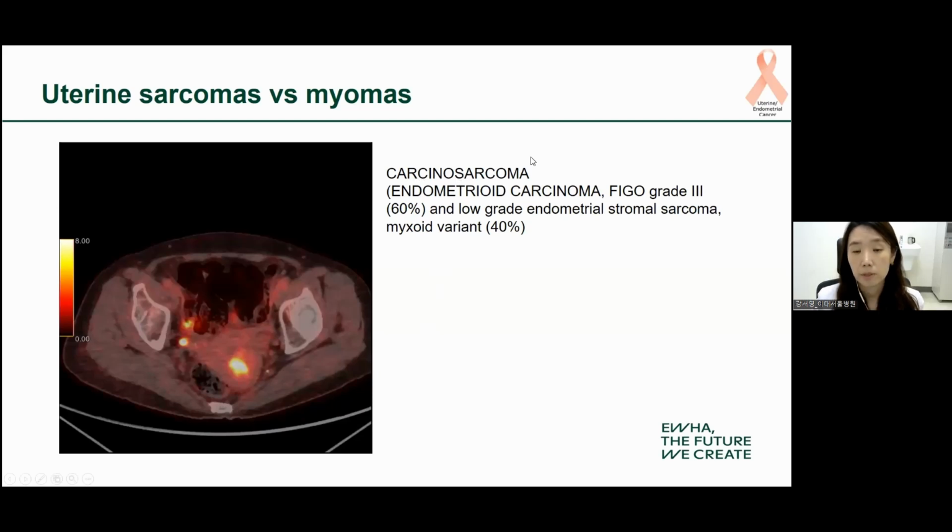In the previous slide, I told you carcinosarcoma is a kind of mesenchymal tumor, but these days it is treated as a highly aggressive carcinoma. So this patient was diagnosed with carcinosarcoma, with the endometrioid carcinoma portion 60% and the stromal sarcoma myxoid variant 40%.